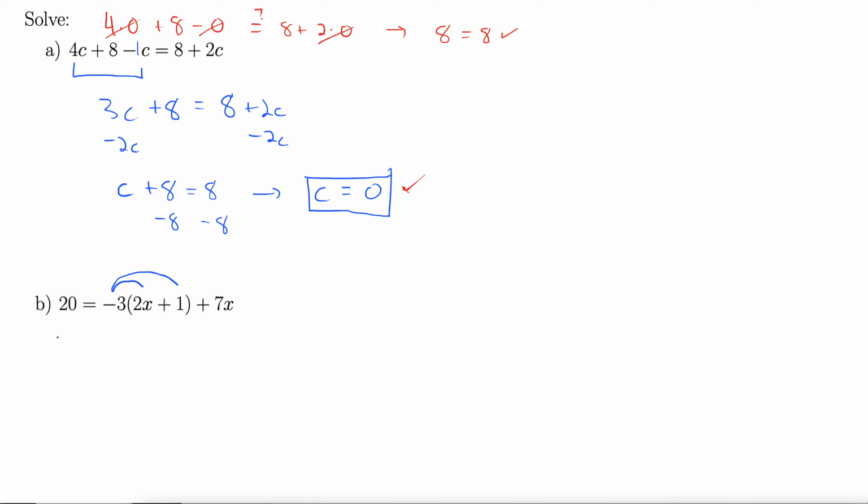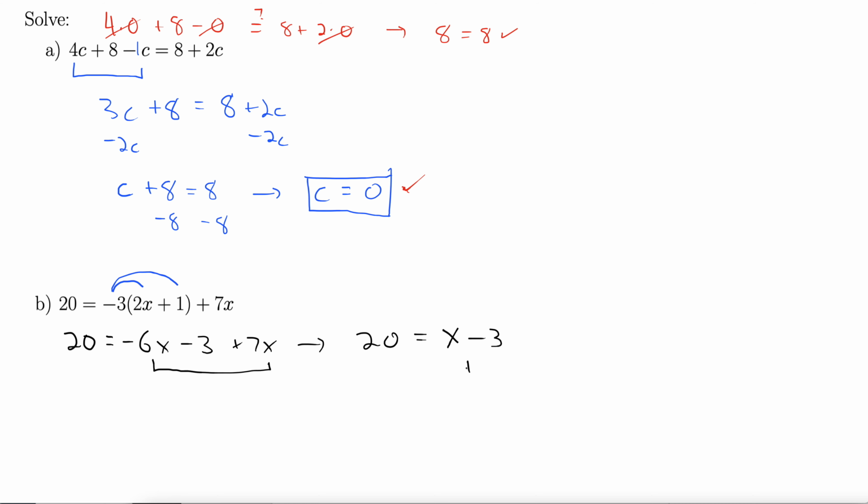That gives us 20 equals negative 6x minus 3 plus 7x. Okay, let's combine like terms here. We have a negative 6x and a 7x. So we get 20 equals, well, negative 6x plus 7x is positive 1x. So that's just going to be x minus 3.